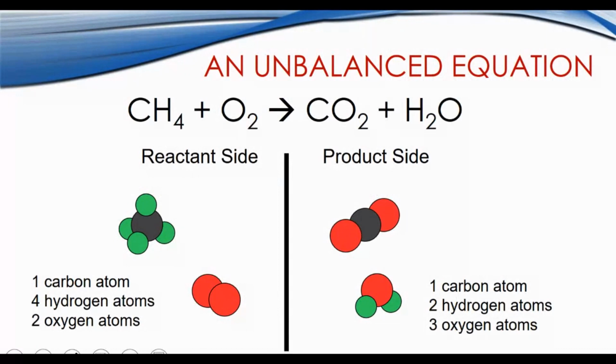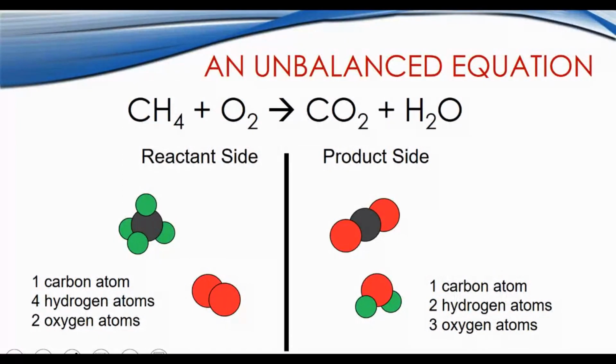All right, so let's talk about what is an unbalanced equation. Here on screen, this is incorrect, okay? I'm just giving you this as an example. We have the reactant side on the left and the product side on the right. It tells us with little particle diagrams that we have one carbon atom, 4 hydrogens, and 2 oxygens.